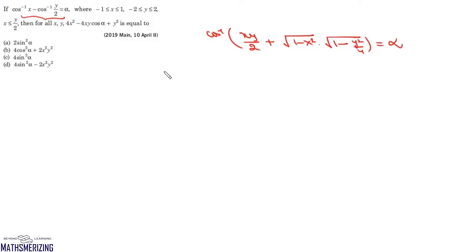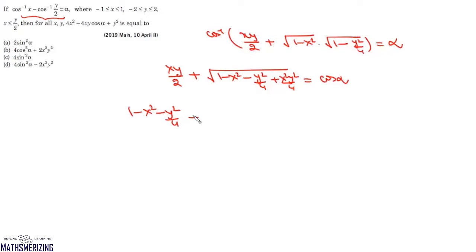Now we'll take this cos on the right hand side. We can write xy upon 2 plus under root of 1 minus x square minus y square by 4 plus x square y square by 4 equals cos alpha. Now we'll take this xy by 2 on the right hand side and we'll square. So we get 1 minus x square minus y square by 4 plus x square y square by 4, and it'll be equal to cos square alpha plus x square y square by 4 minus xy cos alpha. Now x square y square by 4 will cancel.